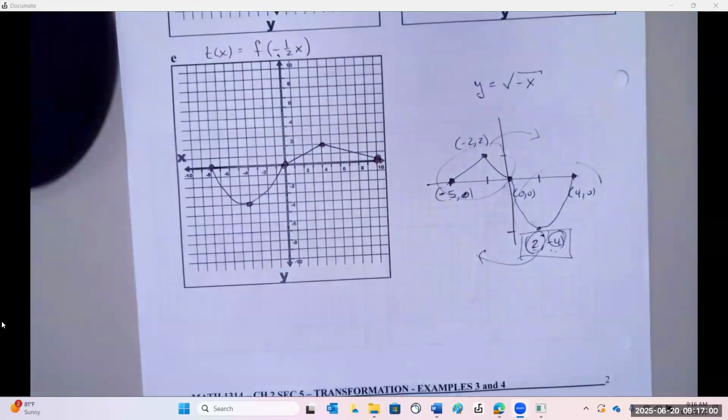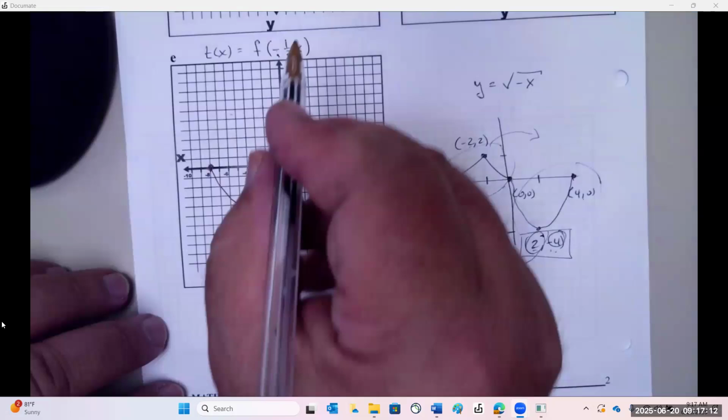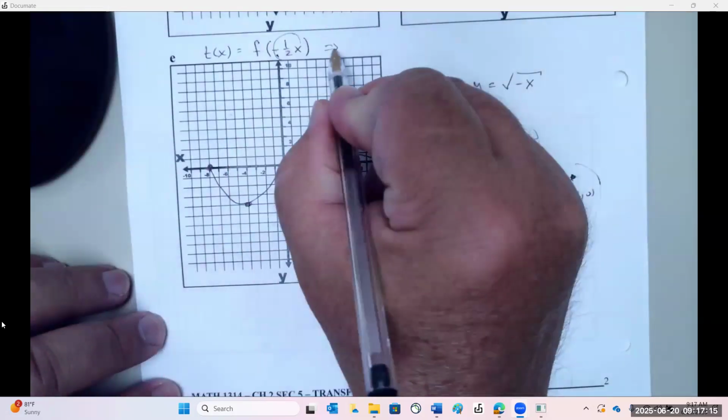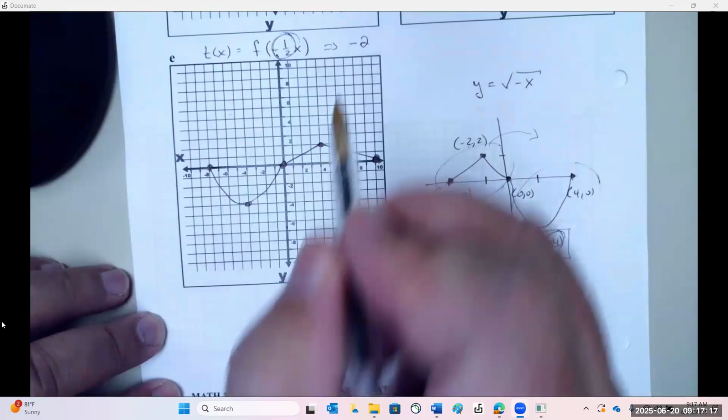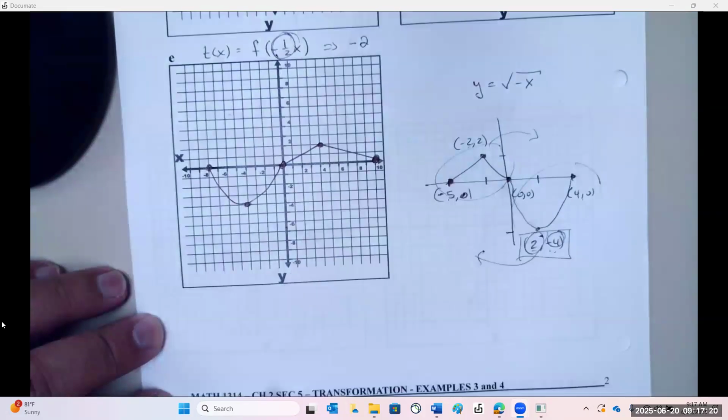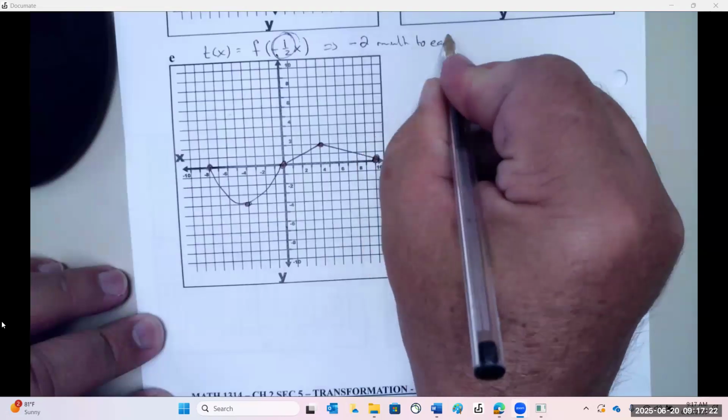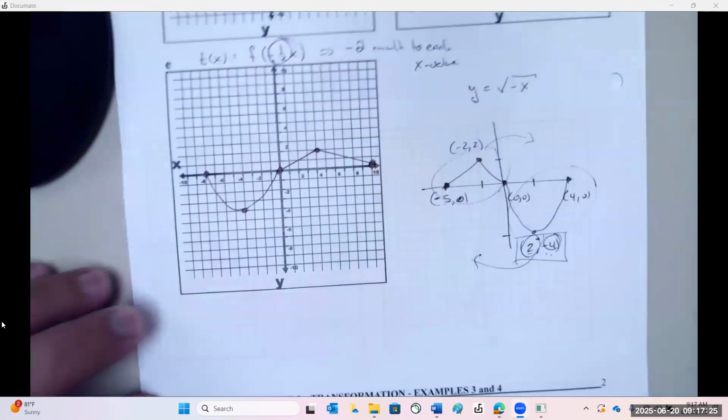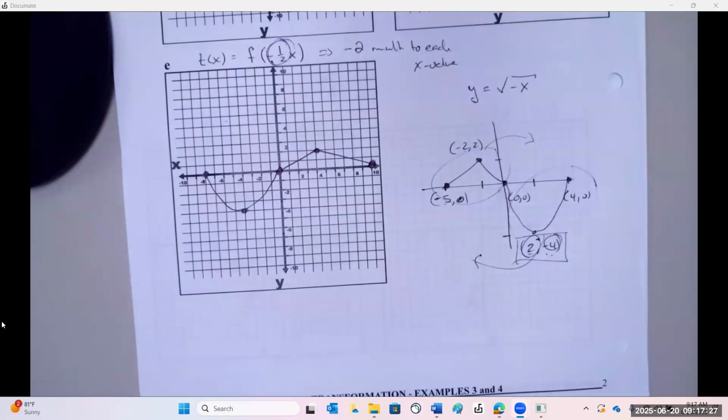Because it's negative in front of the x inside the function, I have to flip it across the y-axis. And then I just multiply. So basically, I take -2, because that's what this one negative had, and multiply it to each x value. Y stays the same, because the y's only change if there's a number outside the function. So why would it move that inside the function? You have to do it.